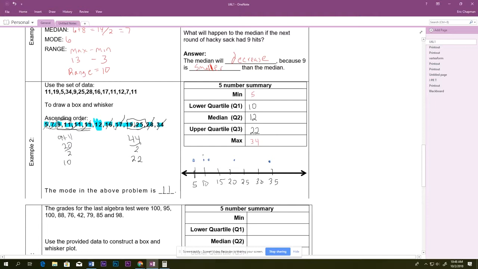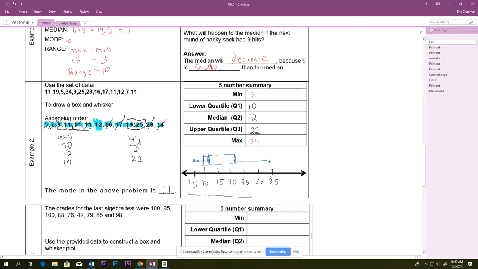Now we're going to draw our box. Okay, I'm going to draw a box like this, and then all the way over to there, and there, and then draw a line in between our median, and then whiskers out to our min and our max. And there I have a box and whisker.